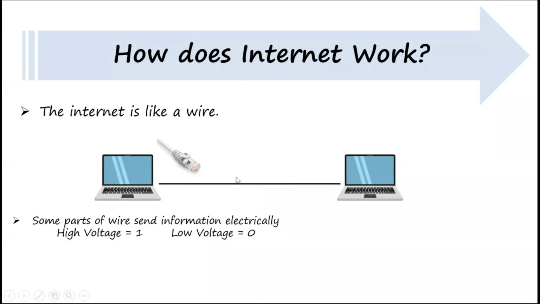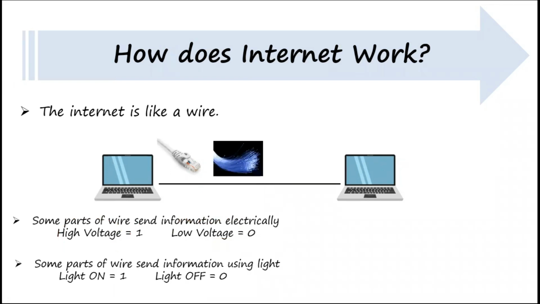Some other parts of the wire are like your fiber optic cables, in which we are just using lights to represent ones and zeros. When light is on, the computer records 1. When light is off, the computer records 0. Similarly, we are using ones and zeros to catch the signal connectivity, to judge the signal connectivity.